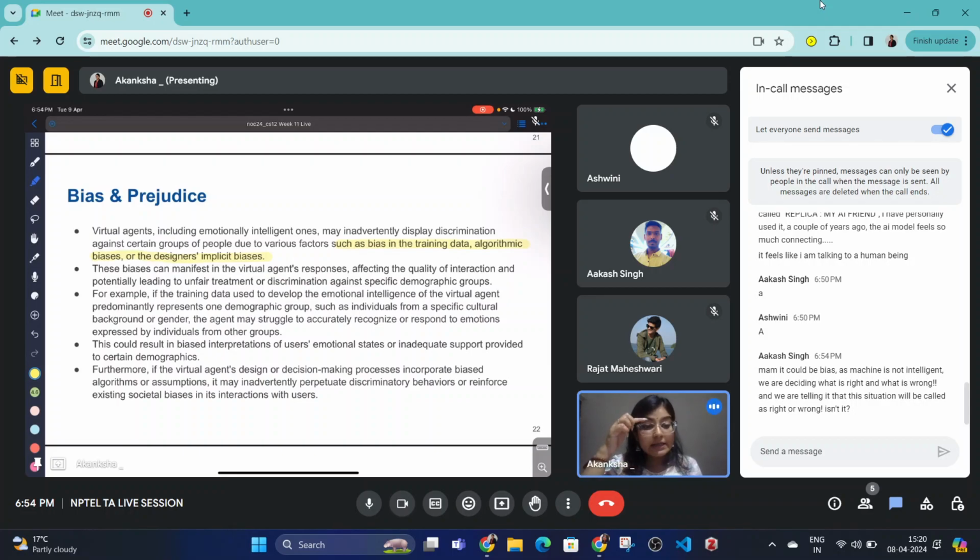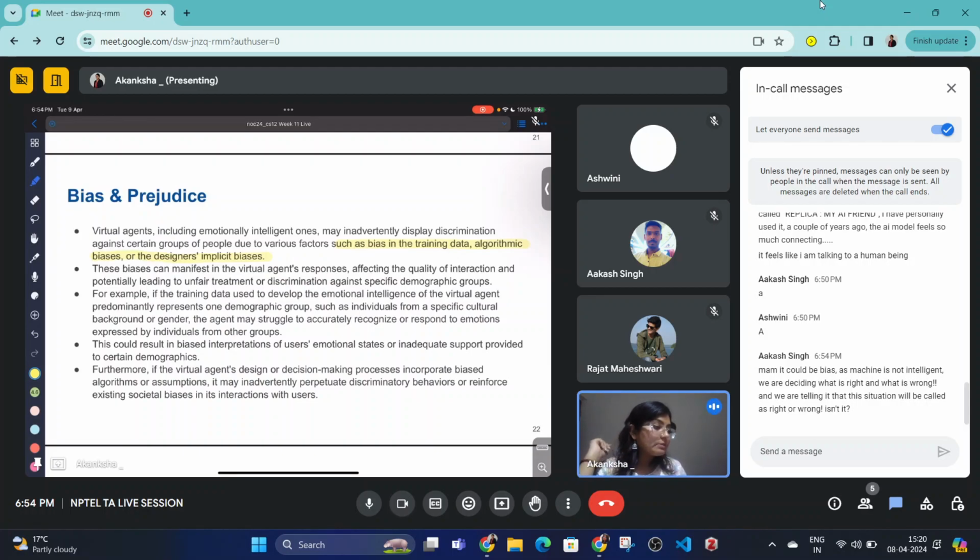Exactly. The machine is not intelligent. We are deciding what is right and what is wrong. We are putting that idea into the machine. We are feeding it, and we are telling it whether a situation is right or wrong. It's our notion. It's not absolute, right?